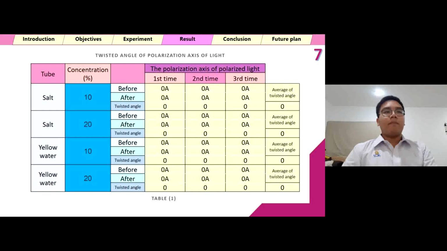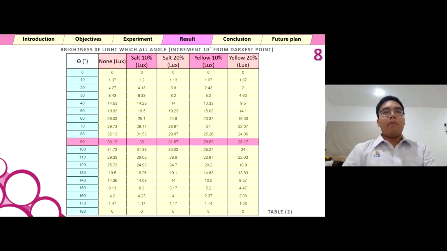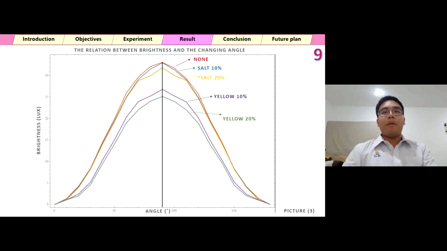This is my result. First table. Have a salt and yellow water. Look at twisted angle that is 0 at all. This table shows that salt and yellow water solution did not affect the polarization axis of polarized light because the polarization axis is not twisted. And this table shows the brightness of darkest point to the opposite point and the brightest point. From this graph, you will see that the peak of them match all. So, there is no twisted polarization axis of polarized light.